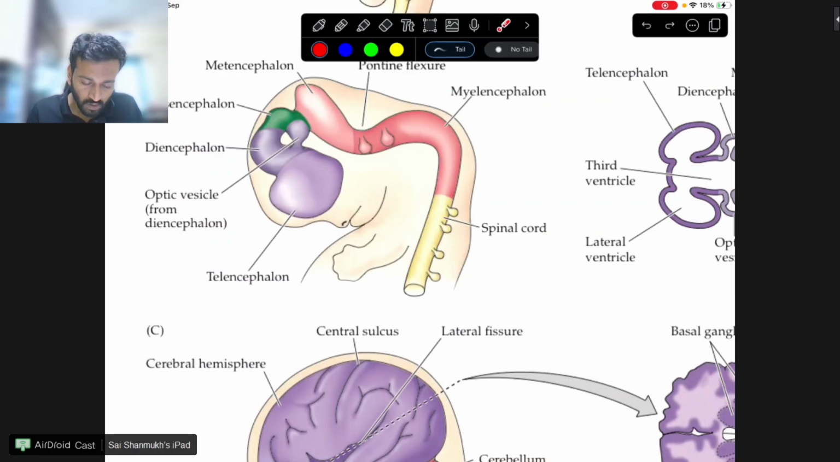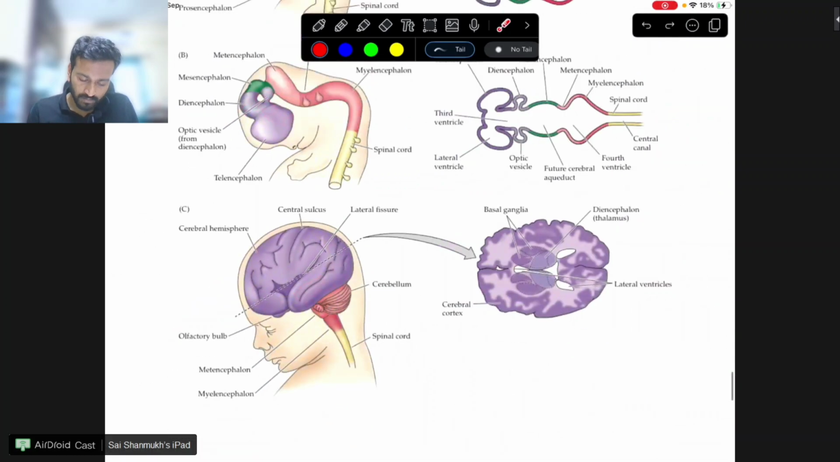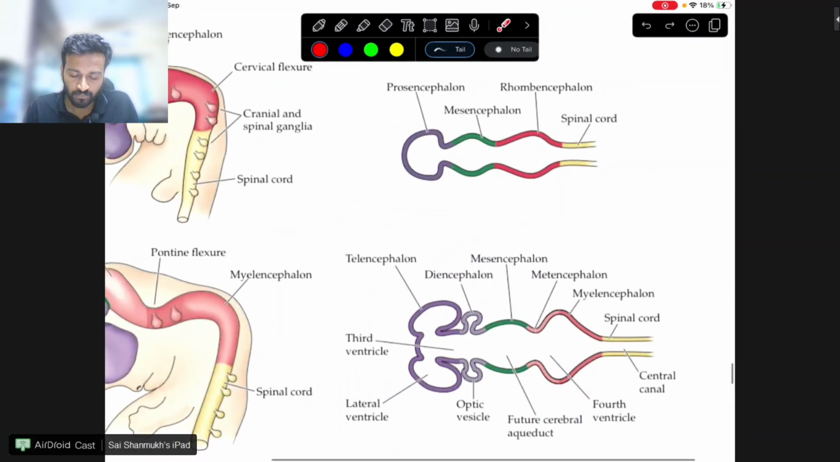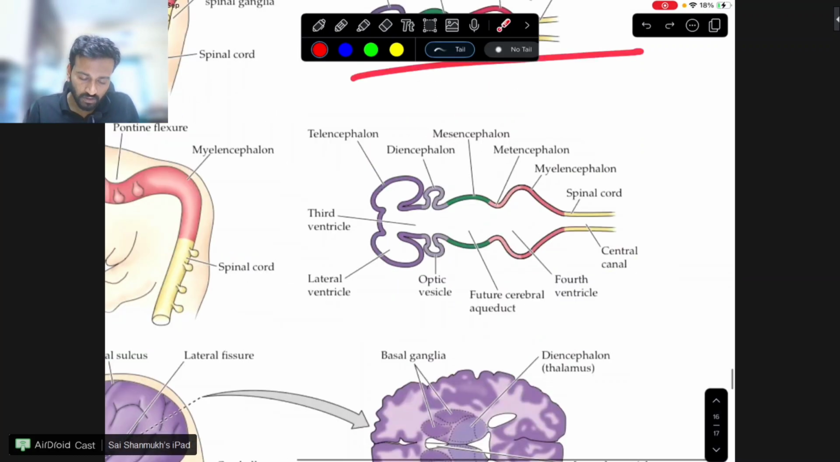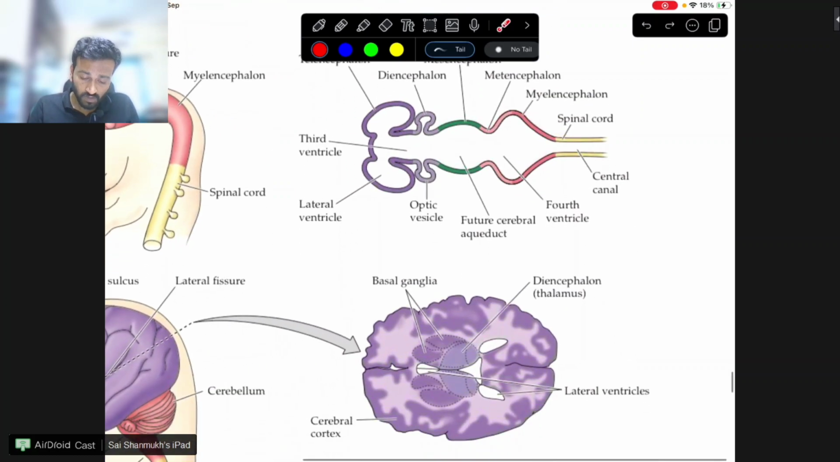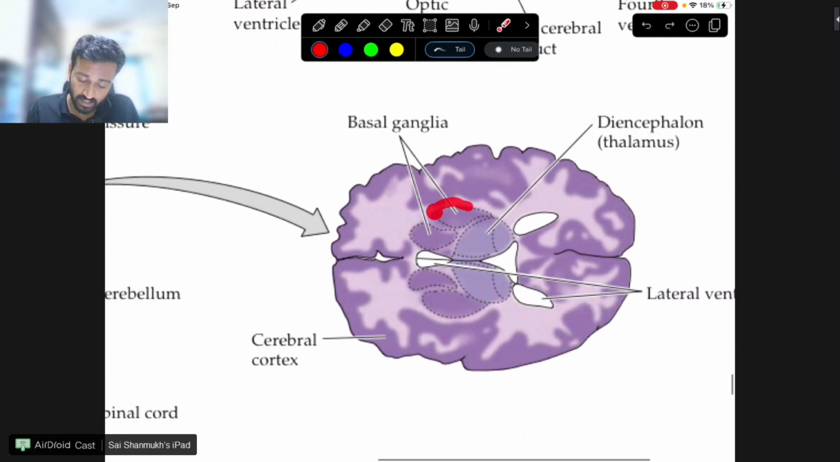Okay, and this is the pontine flexure. In future this will form multiple structures. This is how the folding occurs, and this is the cross section. You can see prosencephalon, metencephalon, rhombencephalon, and the spinal cord. And here the prosencephalon, this is the telencephalon, and this is the diencephalon. Again, the mesencephalon remains the same. The optic vesicle develops from the diencephalon. As we can see here, the basal ganglia develop.